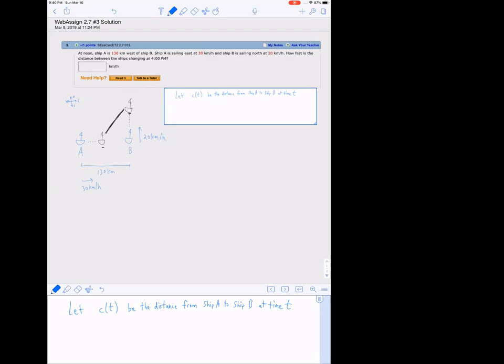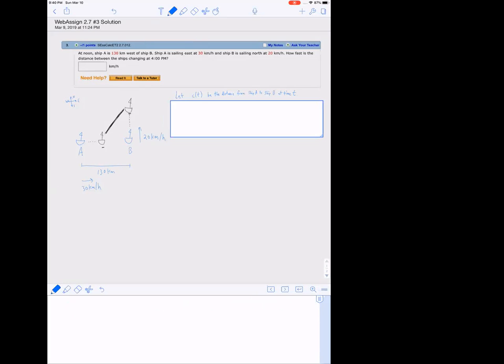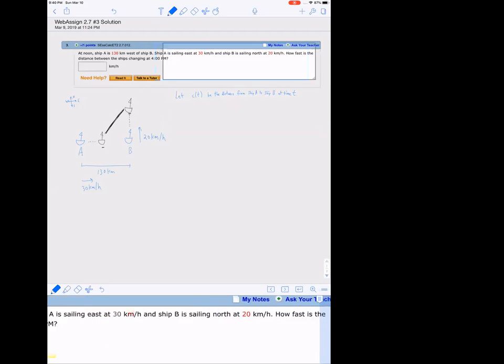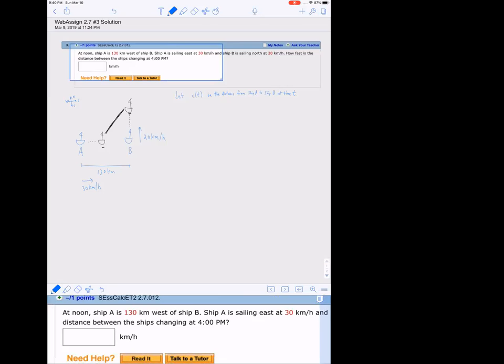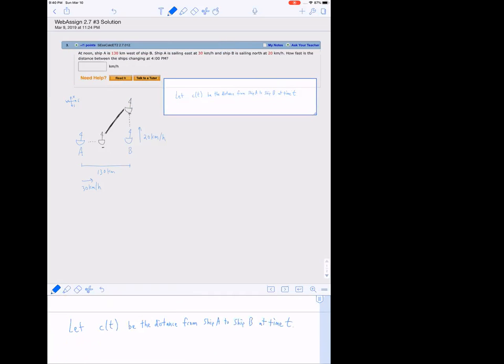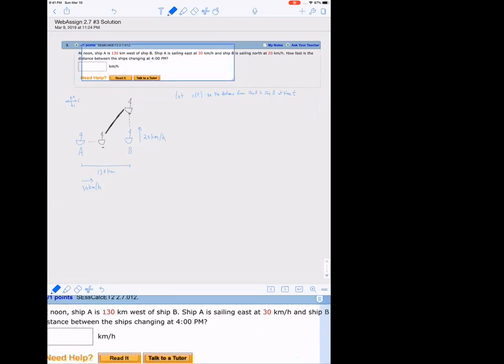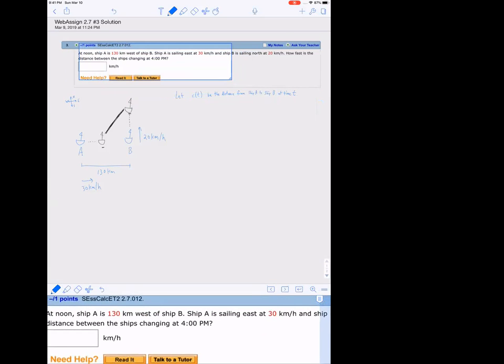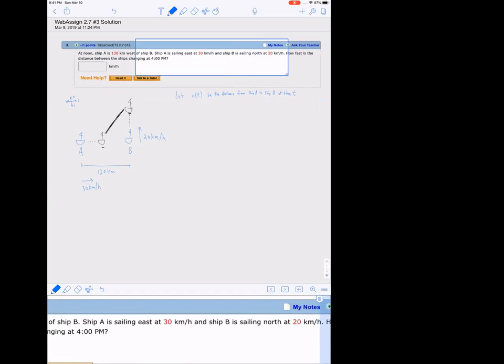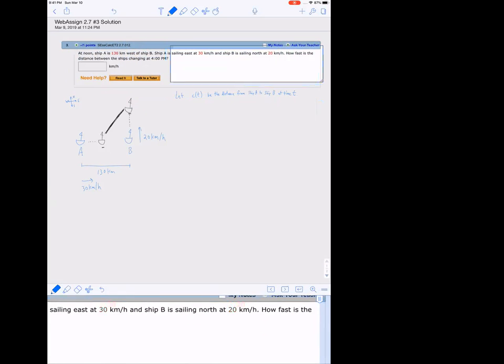All right. The reason that that is a quantity that we should care about is because we want to know how fast that quantity is changing at a certain time. So we want to know something about the derivative, the rate of change of that quantity. So let's name that quantity. Okay. Well, relatedly, we are given a speed 30 kilometers per hour of ship A and a speed 20 kilometers per hour of ship B.